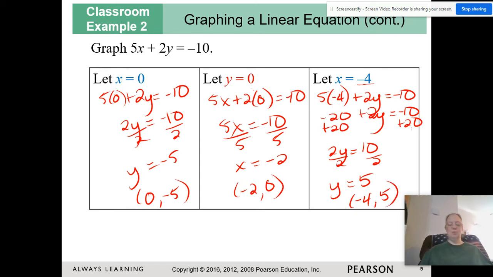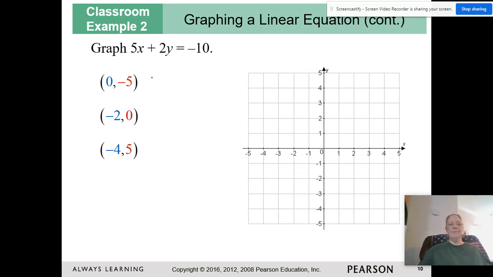So we're going to plot these 3 points: 0, -5, -2, 0, and -4, 5, which is way up here. And my line is probably not going to be straight. It's really hard to draw a straight line. Hey, I did a pretty good job. All right, so there's the graph of that particular linear equation.